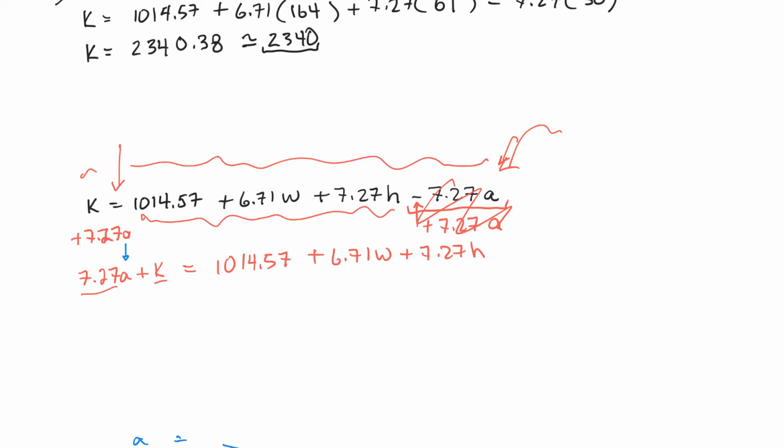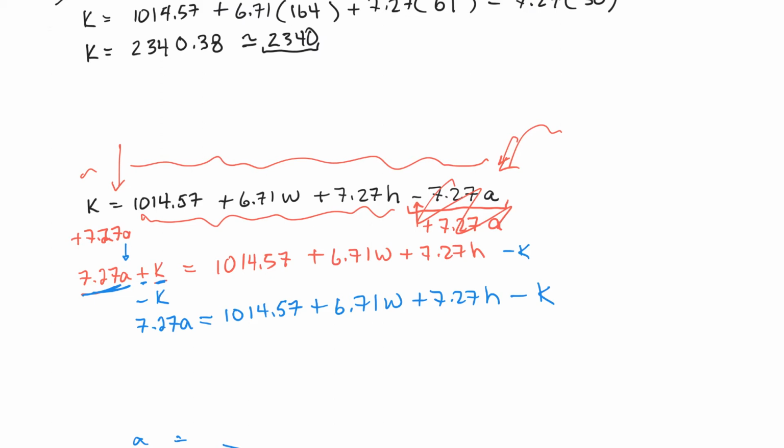So let's first move the K away. Since I'm adding a value to this term that I'm wanting to isolate, since I'm adding, I'm going to subtract that K, and I'll subtract a K here. So that leaves me with 7.27A on the left-hand side, and then on the right-hand side, 1,014.57 plus 6.71W plus 7.27H minus K. Okay, getting close.